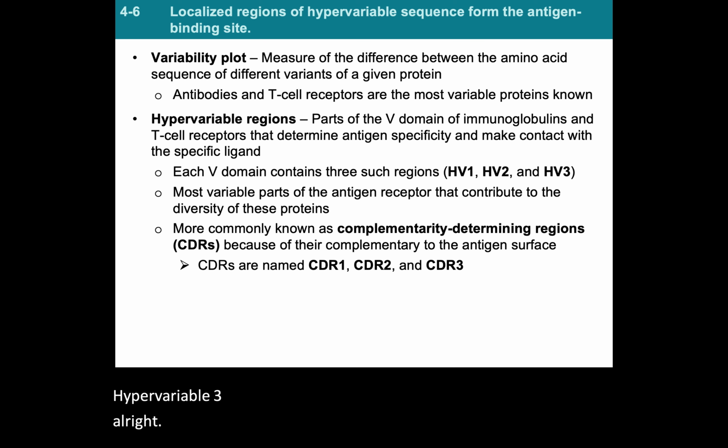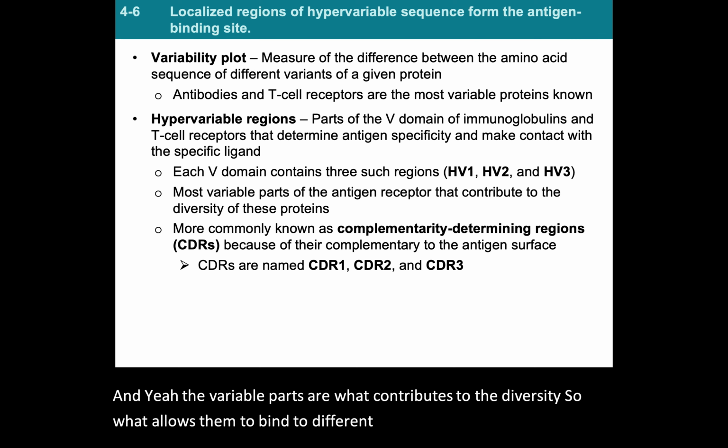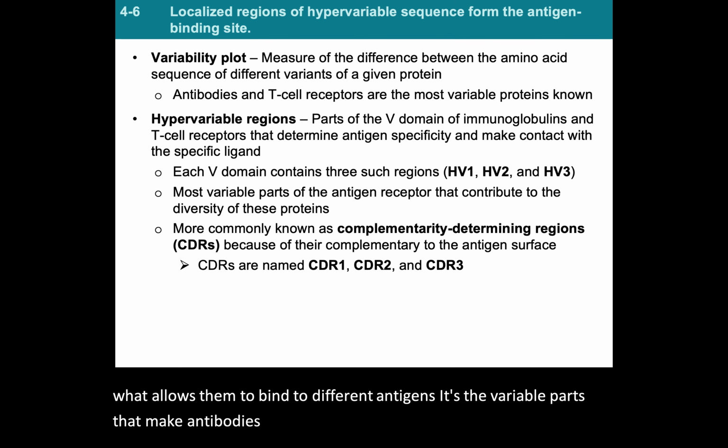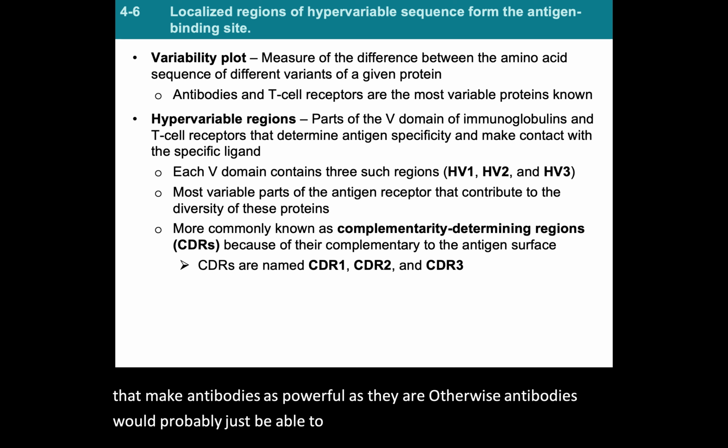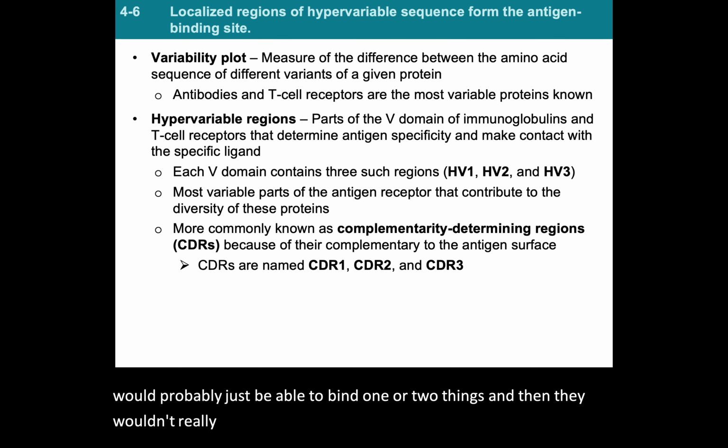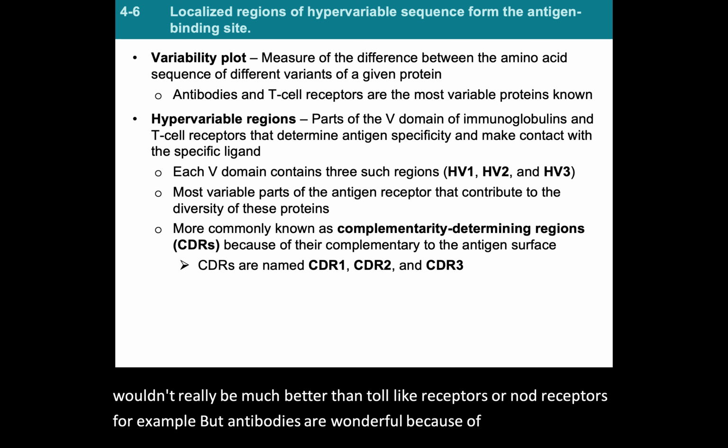And yeah, the variable parts are what contribute to the diversity, so what allows them to bind to different antigens. It's the variable parts that make antibodies as powerful as they are. Otherwise, antibodies would probably just be able to bind 1 or 2 things, and then they wouldn't really be much better than toll-like receptors or nod-like receptors, for example. But antibodies are wonderful because of these variable regions, hypervariable regions, rather.